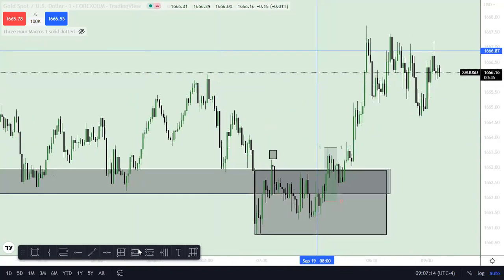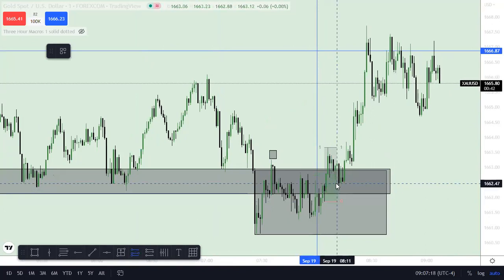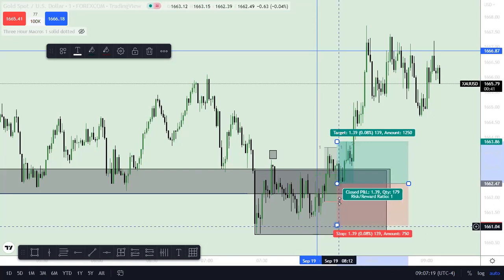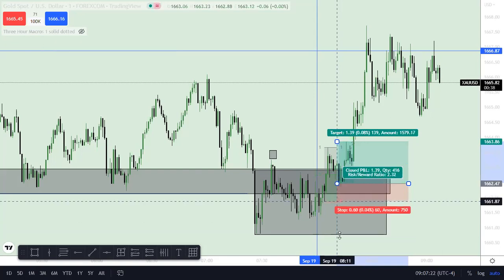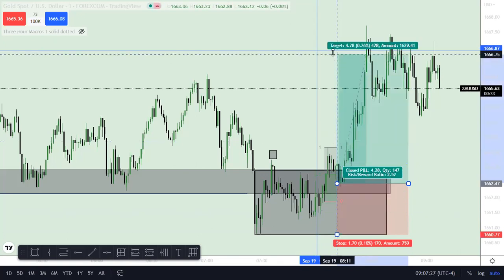Where's that buy thingy? So either one, if you entered at that, if you're being cheeky with the stop, that's your stop. If you're allowing for that area, that's your stop. That's your trade.